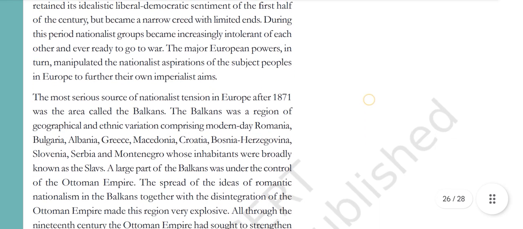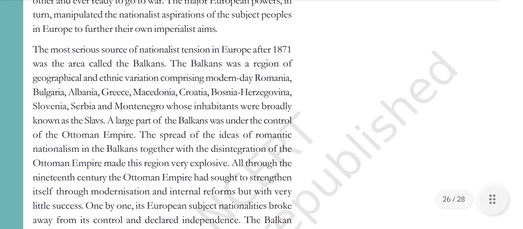The most serious source of nationalist tension in Europe after 1871 was the area called the Balkans. The Balkans was a region of geographical and ethnic variations comprising modern day Romania, Bulgaria, Albania, Greece, Macedonia, Croatia, Bosnia Herzegovina, Slovenia, Serbia, and Montenegro, whose inhabitants were broadly known as Slavs. A large part of the Balkans was under the control of the Ottoman Empire.